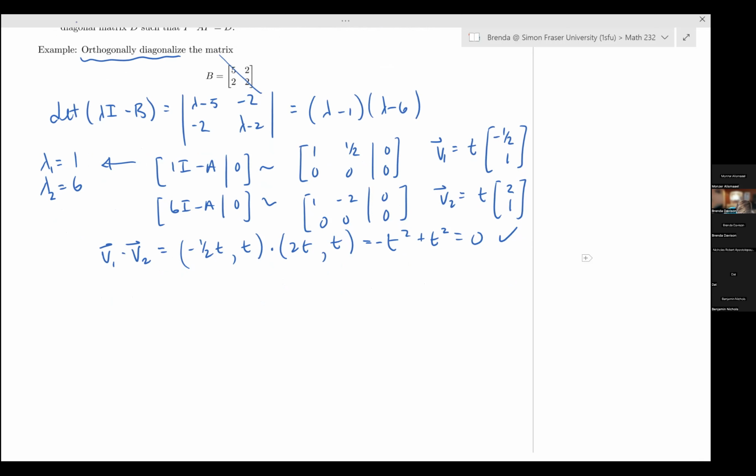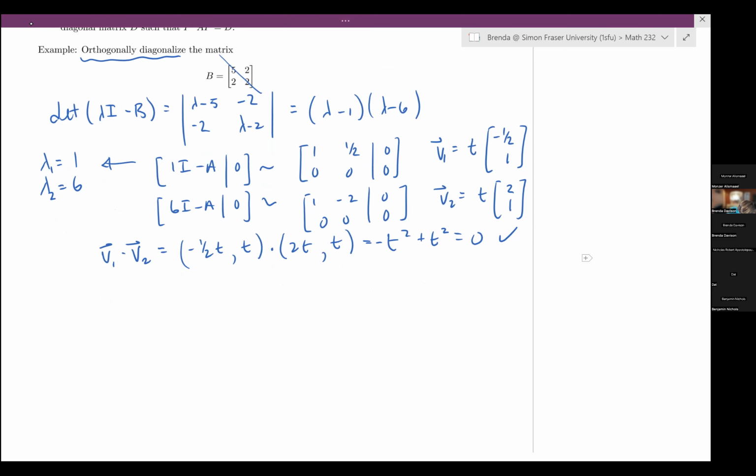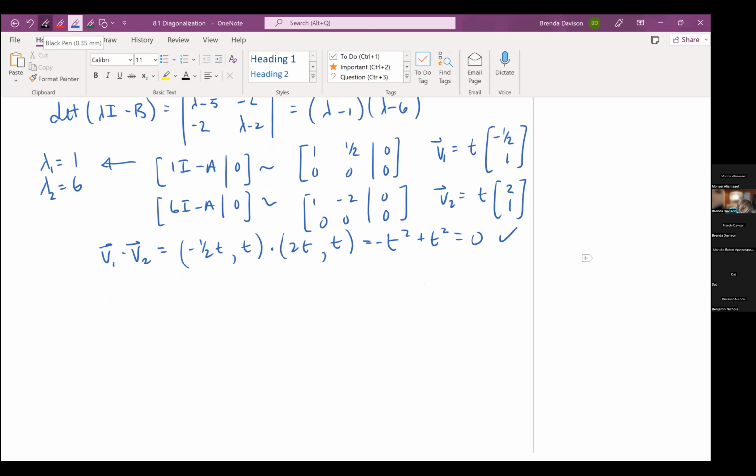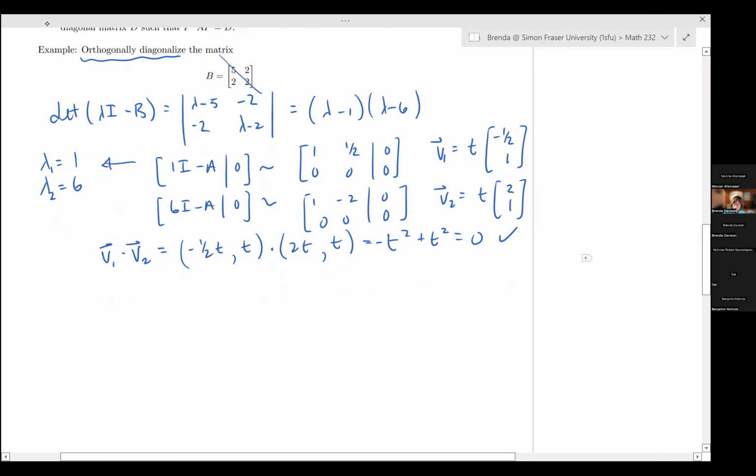And then this step is what we did not do before. So this is a new step: if we're going to orthogonally diagonalize, we need to get an orthogonal matrix. The columns have to be orthonormal. So that length has to be 1. So I'm just going to put that here. We normalize.